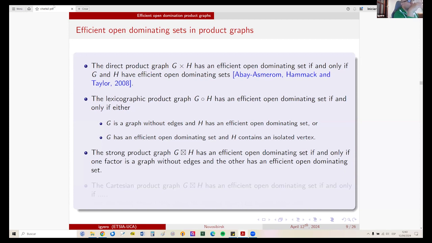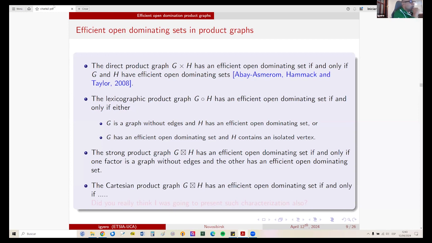So we have the strong product of two graphs, G and H, and it has an efficient open dominating set if and only if one factor is a graph without edges and the other one has an efficient open dominating set. So it's somehow trivial also because there are no edges in one graph, so nothing to do.